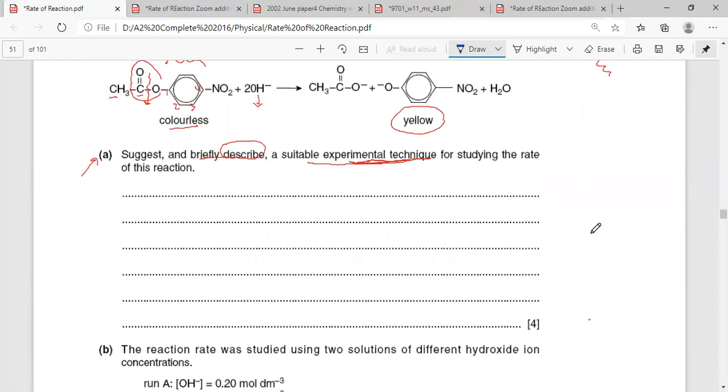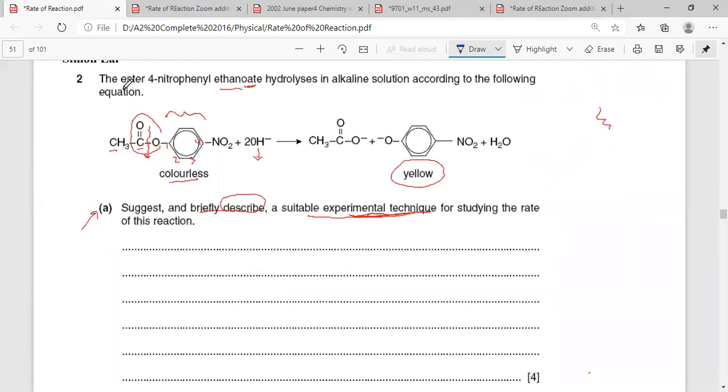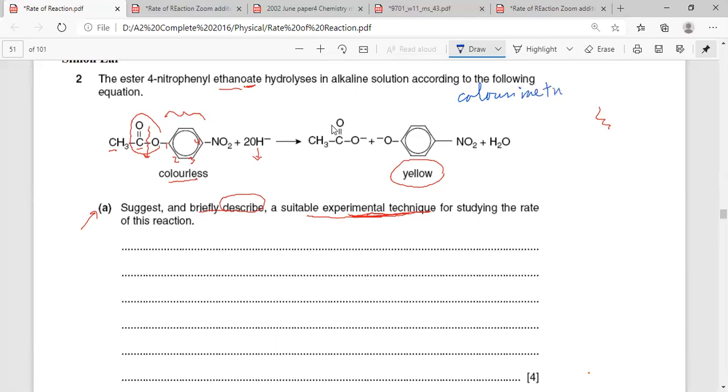Remember I told you here, the ester 4-nitrophenol ethanoate, hydrolysis in alkali solution, for the equation. Remember, I told you this is by colorimetry. That means you use a colorimeter to follow the rate. I told you this is colorless, but the product here is yellow. You can use either a reagent or a product to measure. In here, they actually have to convert the product back to the reagent. I won't tell you how, but it can be done.